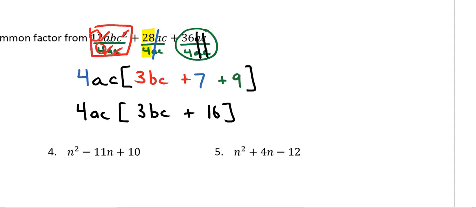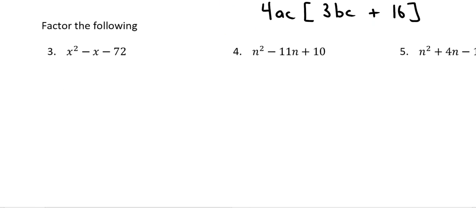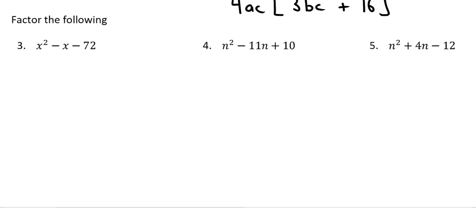Okay, let's move on to the next few questions now. Factor the following. Okay, so for the next few questions, some of these questions can be done pretty quickly. Notice that I have 3 terms, 1, 2, and 3. So the goal is I need to find 2 numbers that multiply to negative 72, and then those 2 numbers have to add to minus 1.